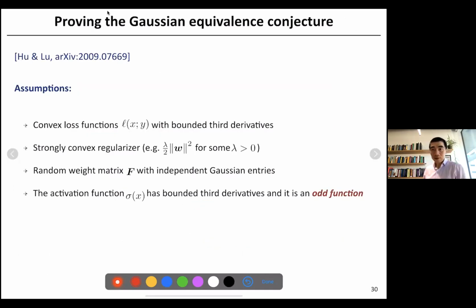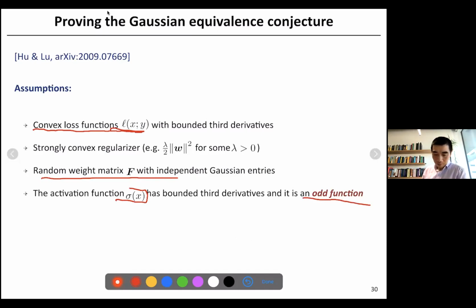So here is just a slide to show that we prove this equivalence under some additional technical assumptions. We assume that the loss function used in the training process is a convex loss function, and the regularizer is strongly convex. These are technical assumptions. We also assume that the weight matrices are independent Gaussians. There's also some limitation: we are assuming that the activation function sigma of x is an odd function. This is a technical limitation of the proof, although the equivalence principle works for generic sigma.